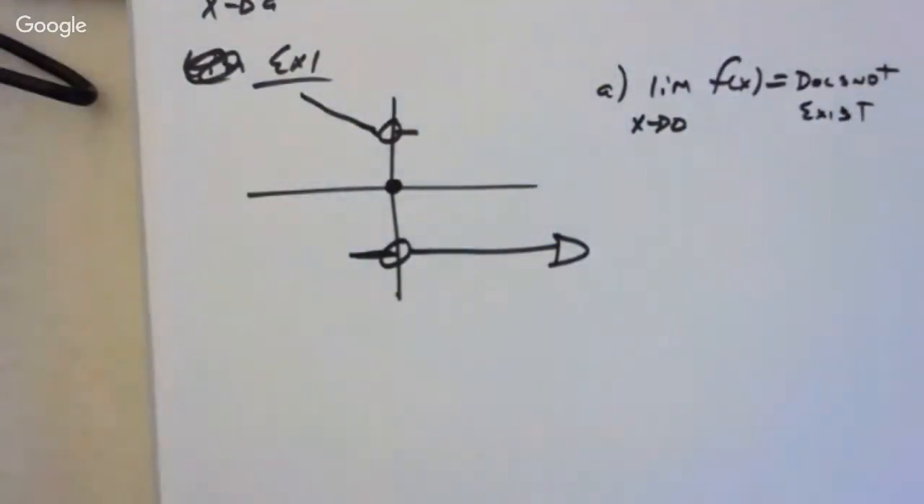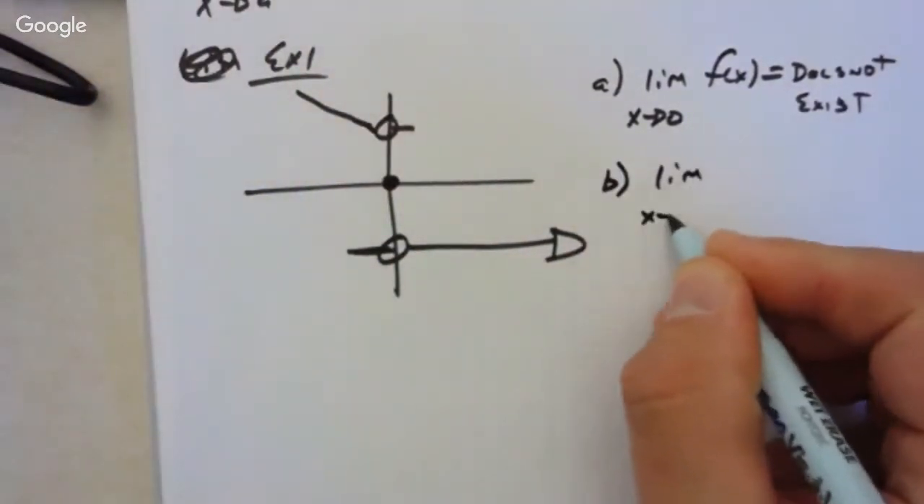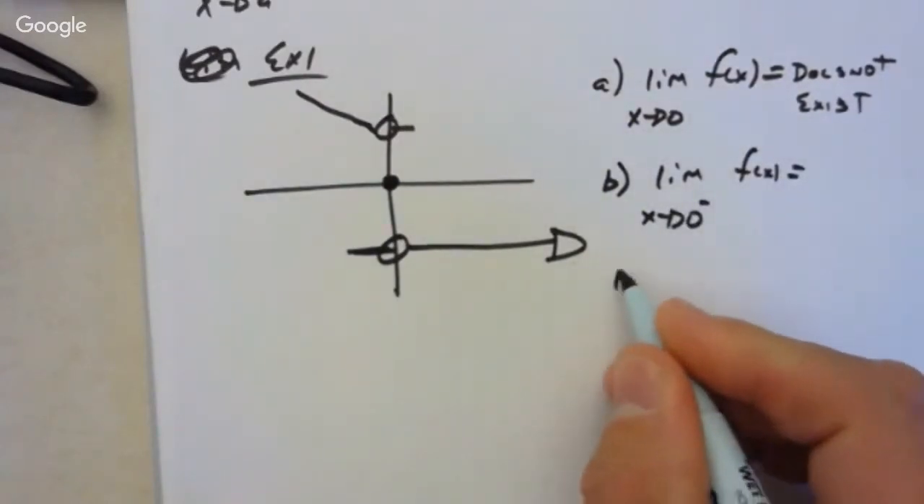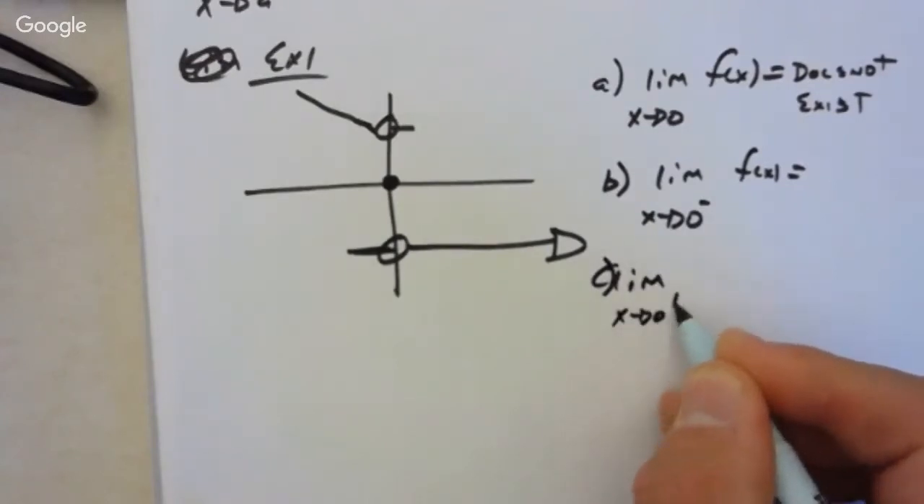In fact, you'll remember from last year, if you're in AP Calc, there's a limit existence theorem that 3 things have to happen for the limit to exist. Okay, now let's look at the other one. Okay, what's the limit as x approaches 0 from the left-hand side? Part C, what's the limit as x approaches 0 from the right-hand side?